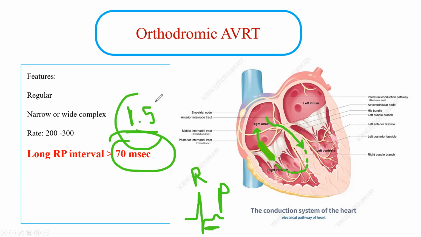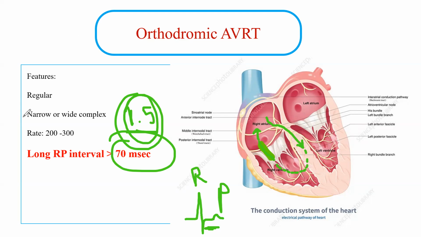Okay, this is very, very important because in the AVNRT, we usually don't see the P wave because it is buried within the QRS complex. And even if you see it, it will be just adjacent to the QRS complex, and the RP interval will be very short. Okay, so if you see a P wave just after the R wave, and there is at least 1.5 small squares in between, this is almost an AVRT, orthodromic AVRT.